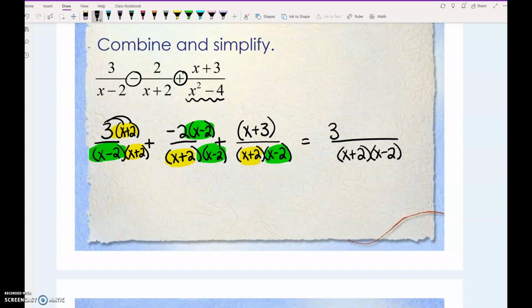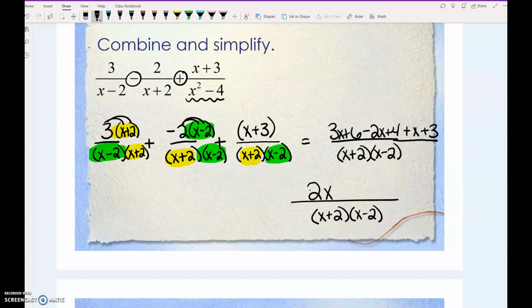Distribute. Distribute. And there's nothing that we have to distribute that x plus 3 with, so plus x plus 3. And then what do you suppose the last step is? Combine like terms. 3x, negative 2x, and x, I believe that's 2x. And 6, 4, and 3 is 13. 2x plus 13 over x plus 2, x minus 2.